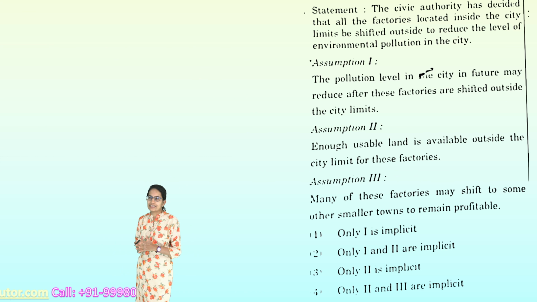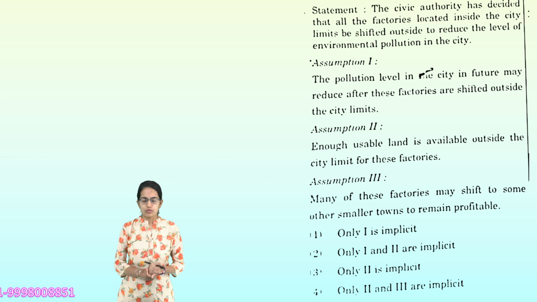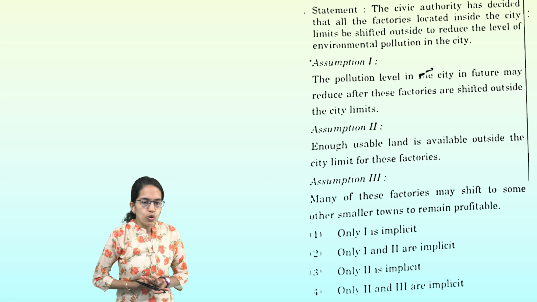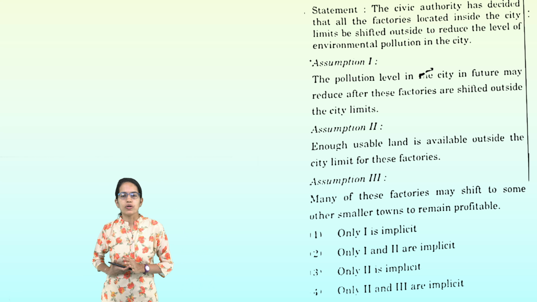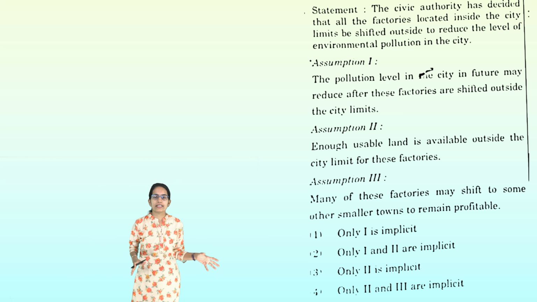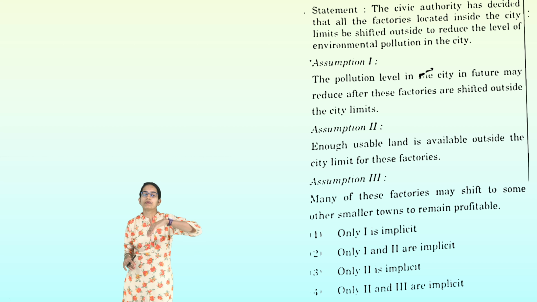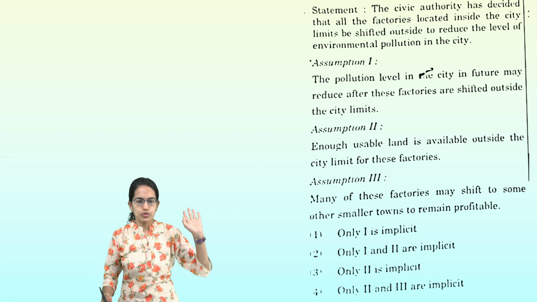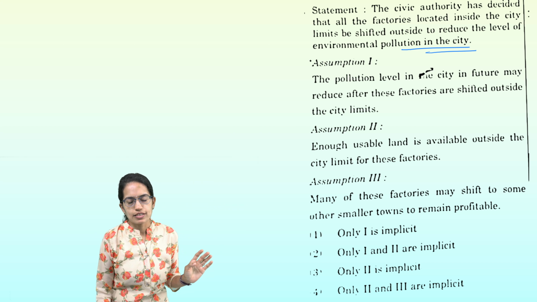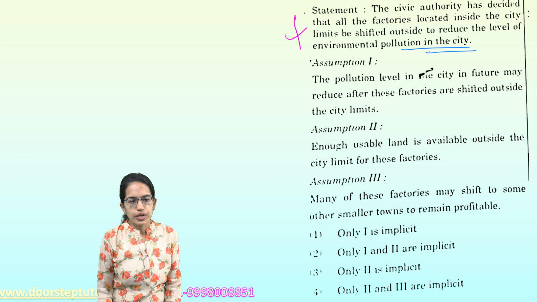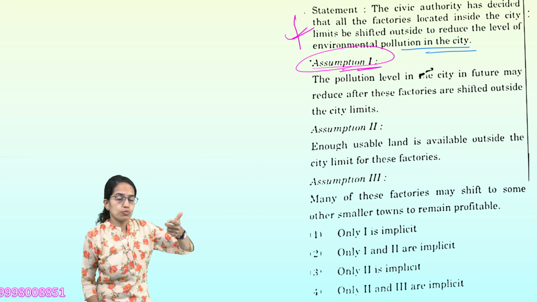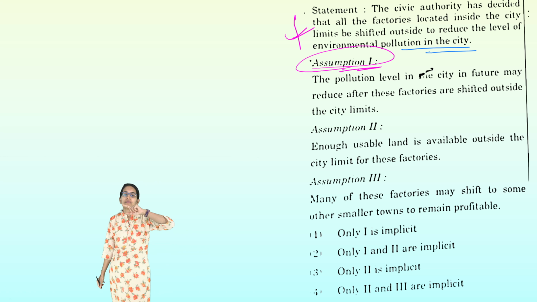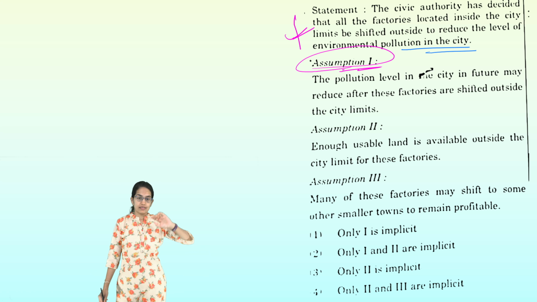Now one question is on assumption and one is on conclusion. The assumption question says civic authorities have decided that all the factories inside the city limits must be shifted outside to reduce the pollution. Now why has this been taken into account? What is the reason behind it? The very important thing is the assumption we have to understand, right? What you have assumed when you are saying you are shifting the factories outside the city boundaries.